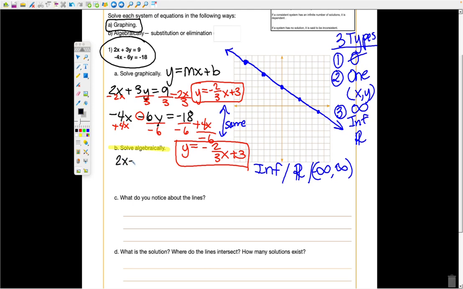I'm just copying my problems down so that I won't have to write up there. It's kind of sloppy. I'll zoom in. Give me just a second.